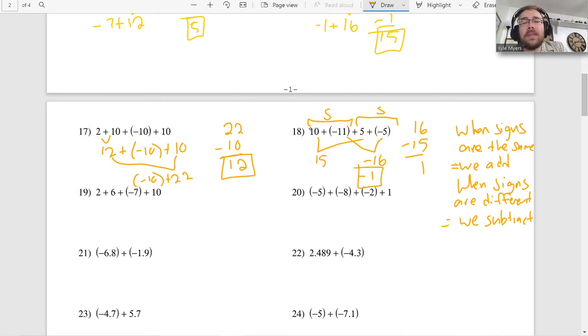You could have also gotten that by slashing the 5s, right? So slash the 5s, and you get 10 plus negative 11, which I would do 11 minus 10 is 1, and then change the sign to negative 1.